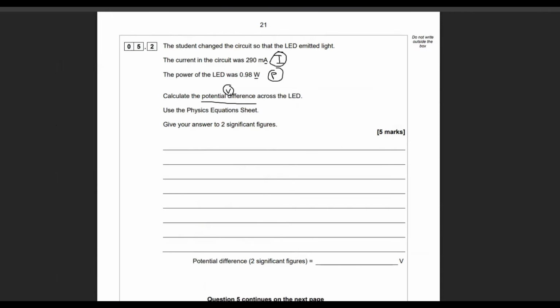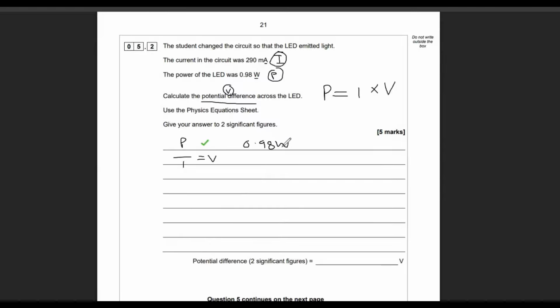So they want us to find V, and the equation we're looking at is P equals I times V. If I want to get V on its own, I'm going to do P over I. So I'm going to do this. P over I equals V. That's the rearrangement that we need to do. It's going to get me a mark if I show somewhere in my working out that I've done the rearrangement. The power is 0.98 watts.